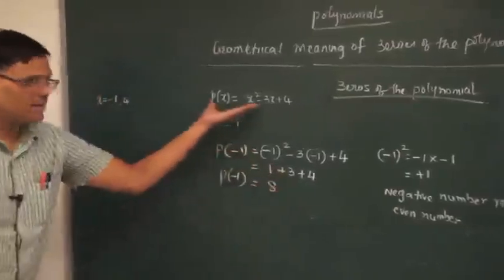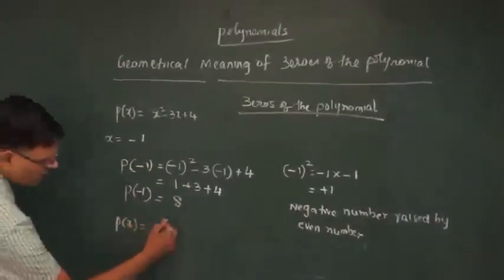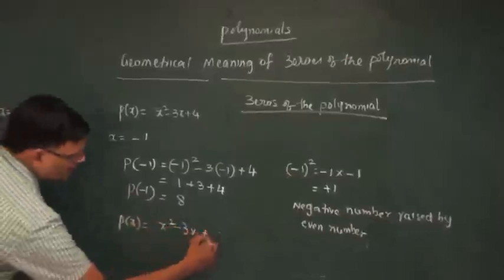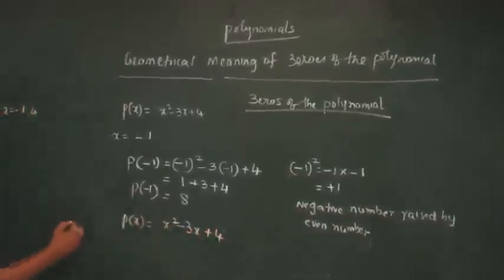So let us consider the same equation now. Let us take p of x is equal to x square minus 3x plus 4. So let us take x is equal to 4 now.